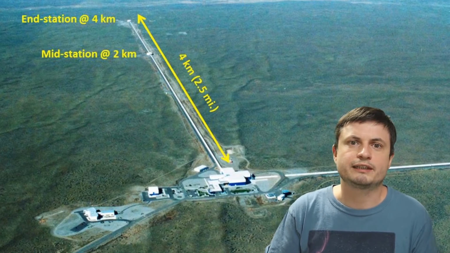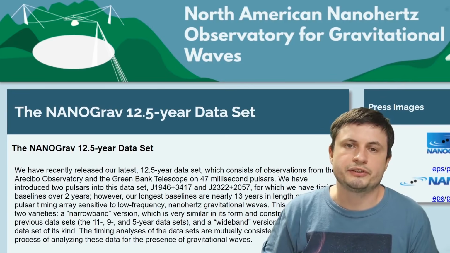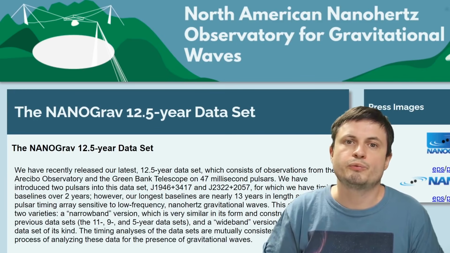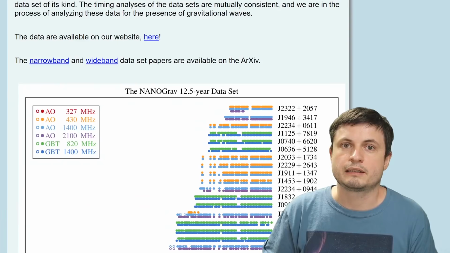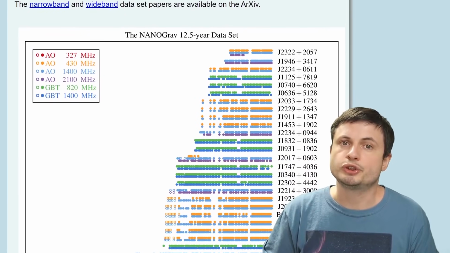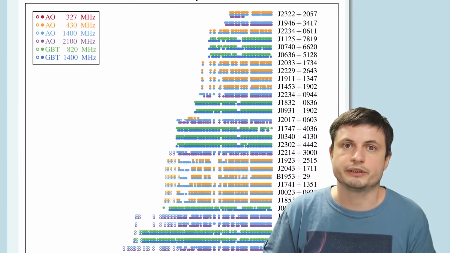We can, however, detect them using a very different technique, using pulsars. And this is exactly what the recent study was able to do. So first of all, there is a very interesting observation going on, or I guess you can call it a survey, known as NanoGrav, North American Nanohertz Observatory for Gravitational Waves. It recently released approximately 12.5 years of observational data that allowed the scientists to see if any gravitational waves were detected by looking at various pulsars across the night skies.